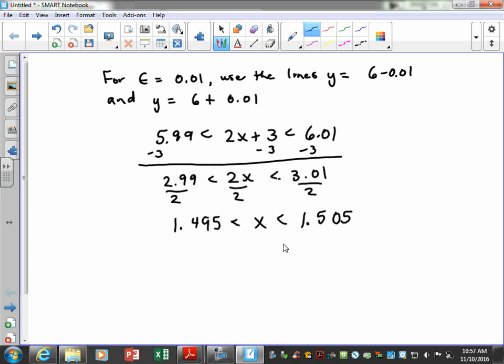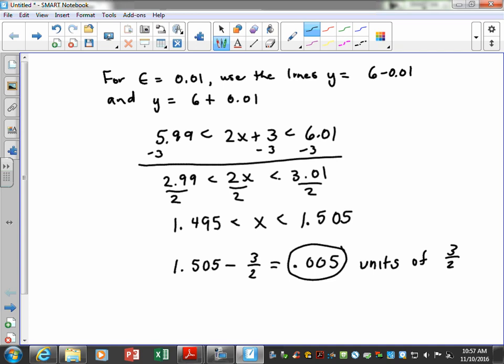So delta, we're looking for the largest delta that we can have. So the largest delta is going to be over here. So we would take 1.505 and subtract out the value x was approaching, and we will find out that it's 0.005, within 0.005 units of 3/2. So let's see if we can tie that in. So delta must be within 0.005 units of 3/2 to guarantee that we're going to be in our epsilon region of 0.01.